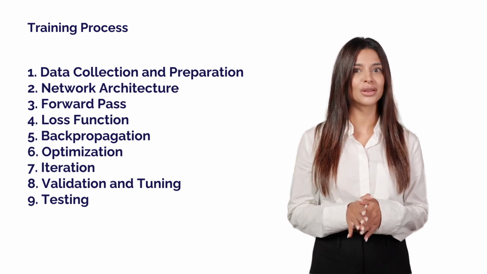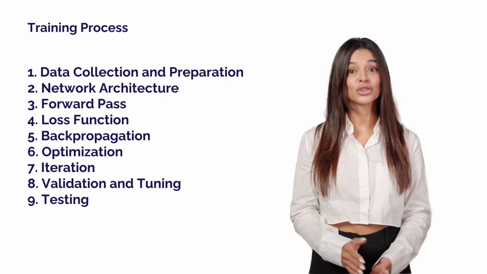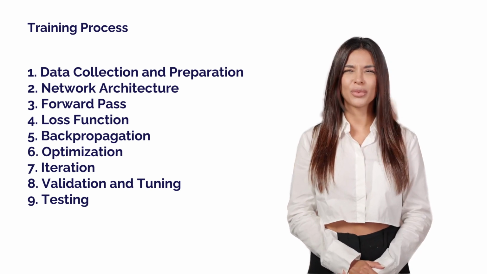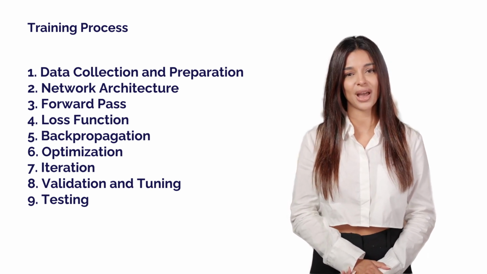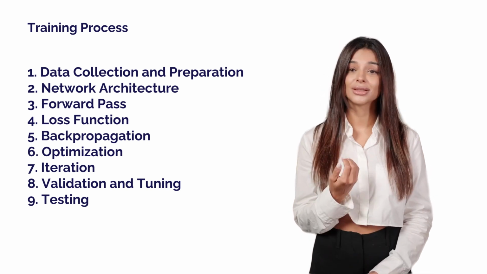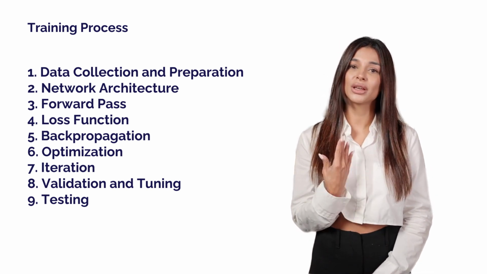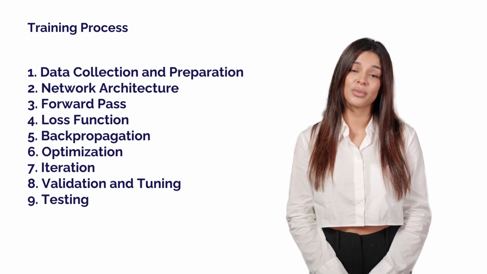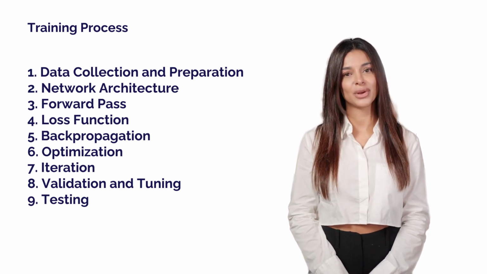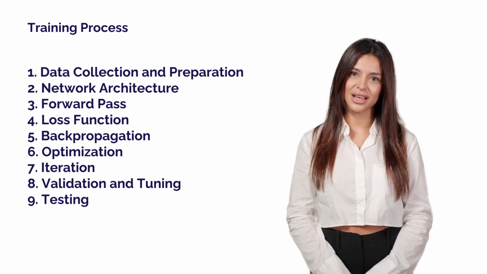7. Iteration. Repeat steps 3 to 6. The process of forward pass, loss calculation, backpropagation, and weight update is repeated many times, iterating over the training data, multiple epochs. An epoch is one complete pass through the entire training dataset.